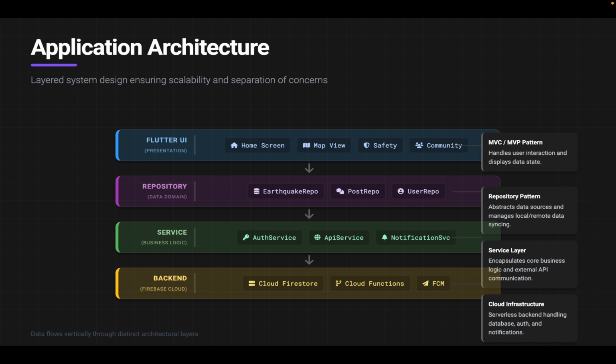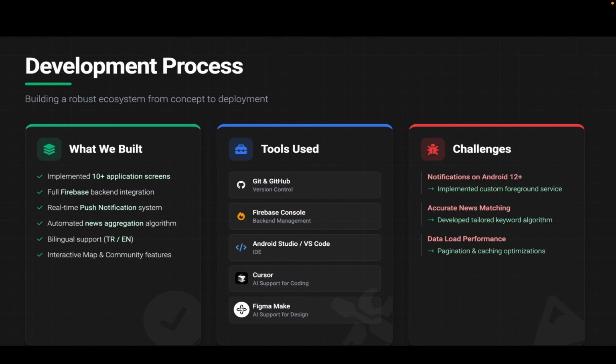And thirdly, we created service layer. In here we have auth service, API service, and notification service here. It encapsulates core business logic and external API communication. And lastly, we have backend layer. In backend layer, we have Cloud Firestore, Cloud Functions, and Firebase Cloud Messaging. It provides cloud infrastructure. It provides serverless backend handling.